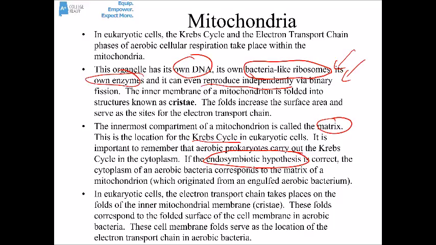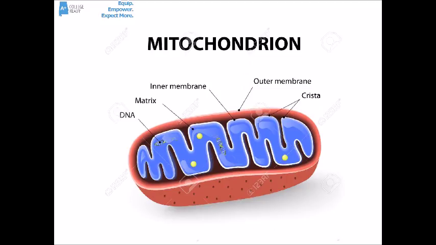It's also important, though, to remember that there are some bacteria that do aerobic respiration. They don't have mitochondria, so the Krebs cycle in them happens in the cytoplasm. And the electron transport chain actually happens on folds of the cell membrane itself. So here's the mitochondria, and we can see the outer membrane. We can see this folded inner membrane in here with all its surface area. We can see that the mitochondria has its own DNA. It has its own ribosomes, and it's very much like a bacteria.